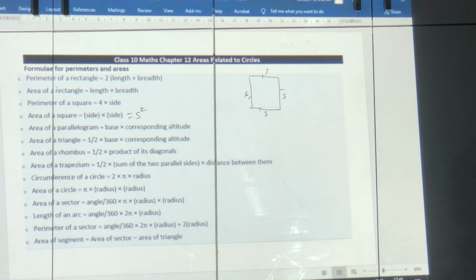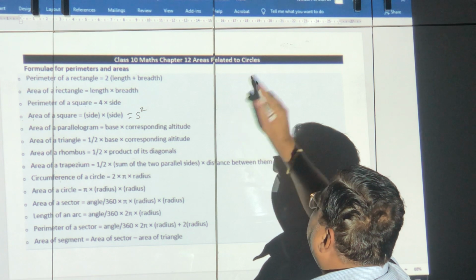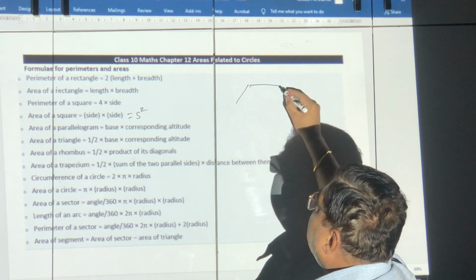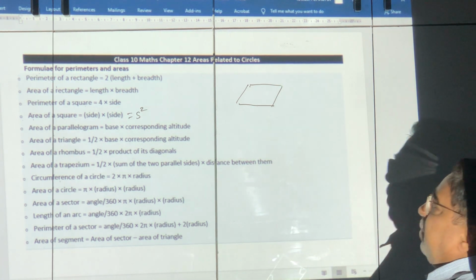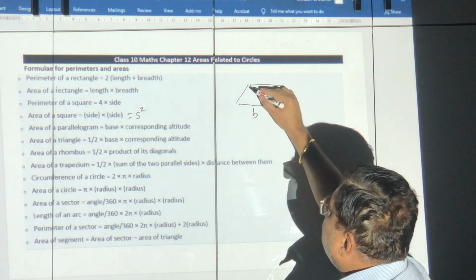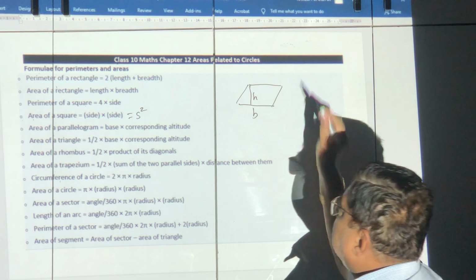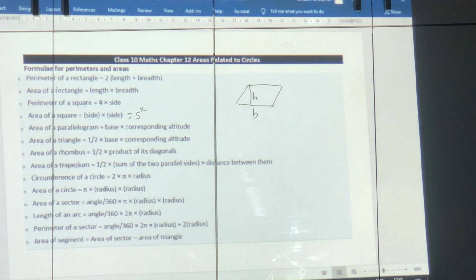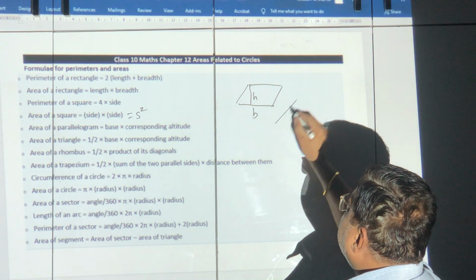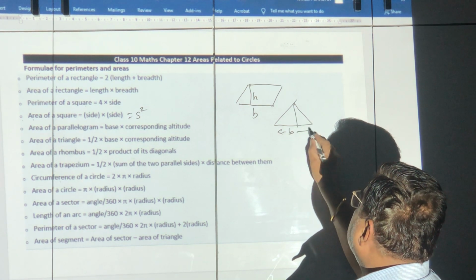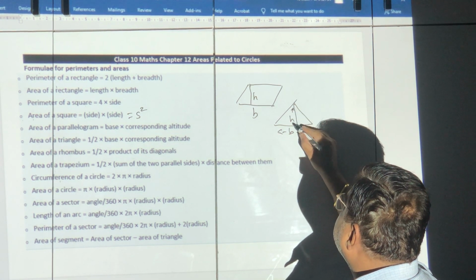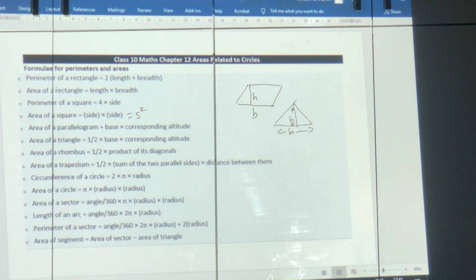Then area of a parallelogram. If I have a parallelogram, the area is base into corresponding altitude. See, refresh your 8th standard, my friends. Then area of a triangle is half base into height. I think it's 5th standard.